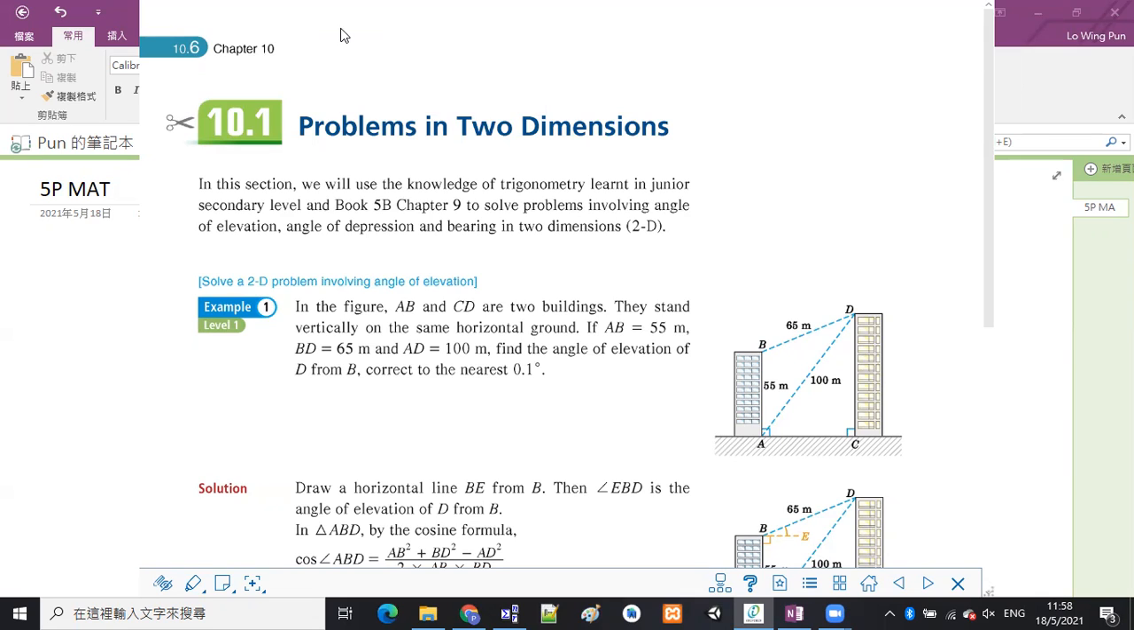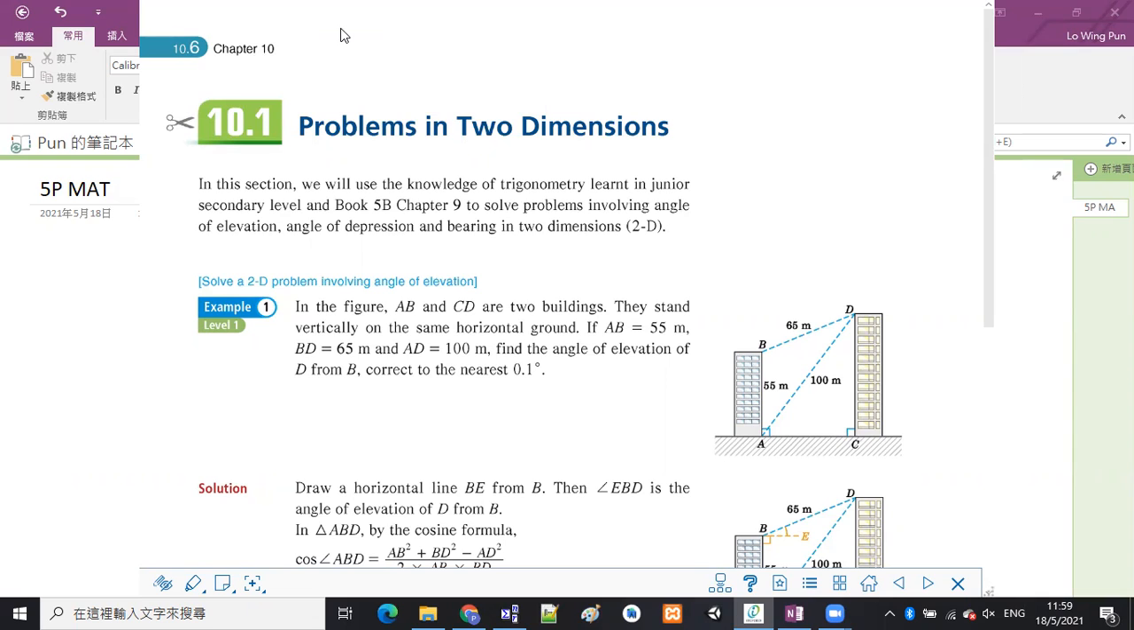Basically, we have just revised one little concept. It's called angle of elevation and angle of depression. That is for us to locate where the required angle is. For example, in example 1, in the figure, AB and CD are two buildings. They stand vertically on the same horizontal ground, okay?